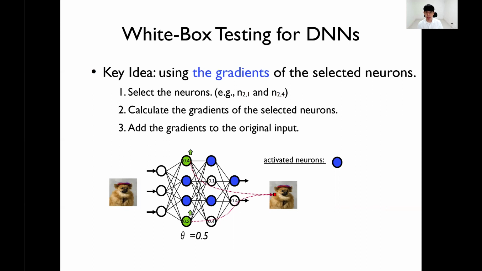In this picture, suppose that we choose the 2 neurons highlighted in green at the second layer. The second step is to calculate the gradients of the selected 2 neurons. And lastly, we simply add their gradients to the original input in the direction of increasing their output values, thereby increasing the number of activated neurons. And here is a very simple question. What is the most important part among these three steps?